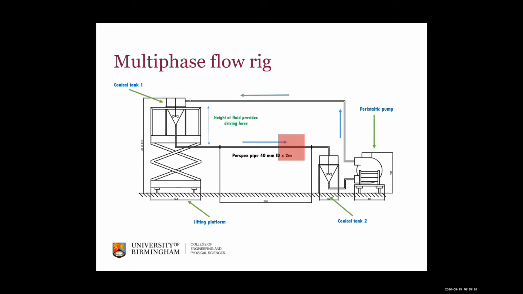Then the particles and the liquid in tank 1 will be delivered to the pipe. You can see this red square. This is the part that is observed by a detector, and the fluid information can be captured in this area. After here, it is sent back to tank 2, and tank 2 will send it to the pump. And then the whole loop is recycled.